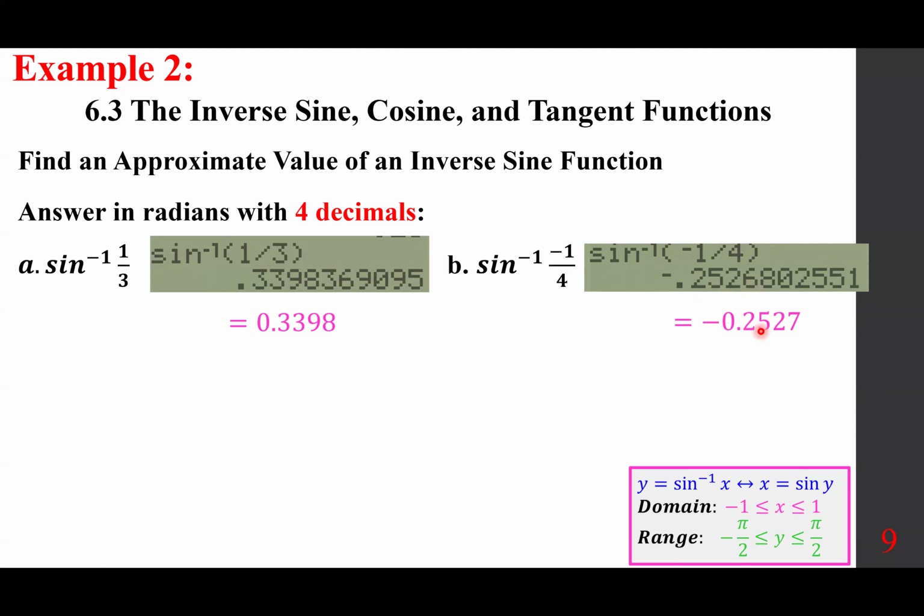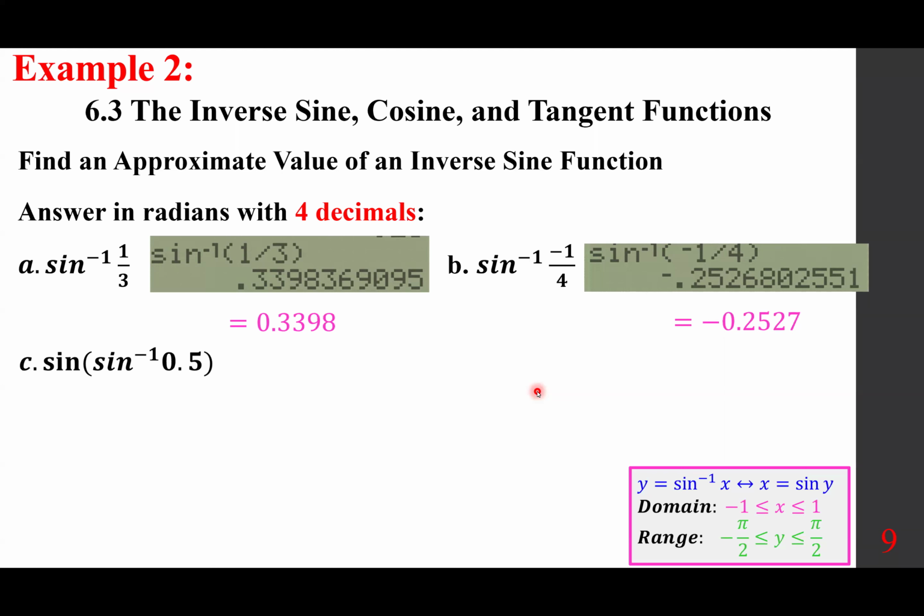So negative 0.2527. And by the way, they want it in radians. You have to put it in radian mode. By the way, if you have any doubts and you don't know how to change the mode, always put in something that you know. For example, if you put sine inverse of 1/2 and it gives you 30 degrees, that means it's in degrees, or it gives you pi over 6. So you have an idea how to deal with that.